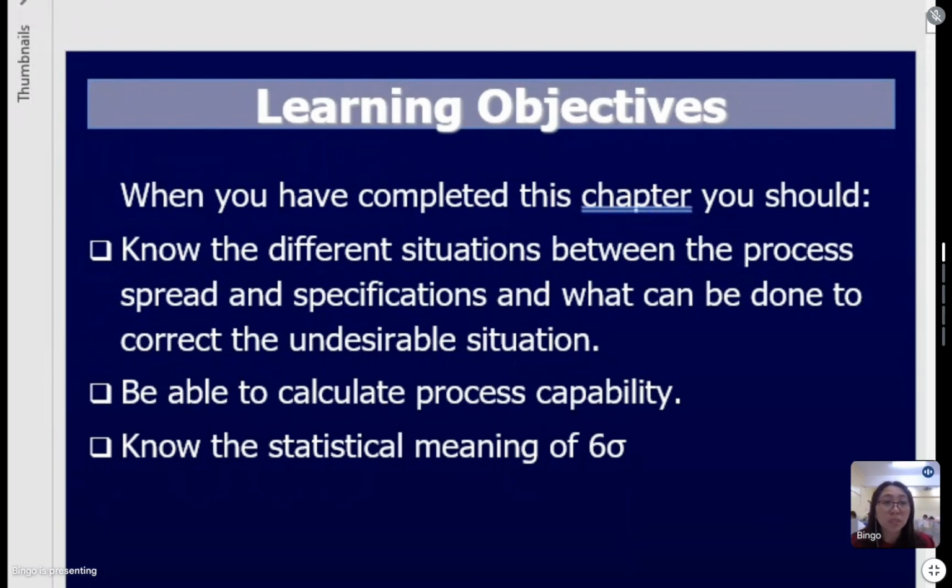Another is to know the different situations between the process spread and specifications, and what can be done to correct the undesirable situations, and be able to calculate process capability and know the statistical meaning of 6 sigma.